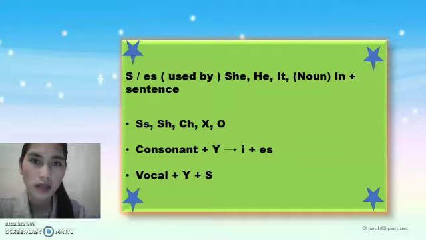And the next, or the last, vowel. The word is y, especially the word use verb plus s at the end of word y. For example, fly, add s, plays. For example, in sentence, he plays football.